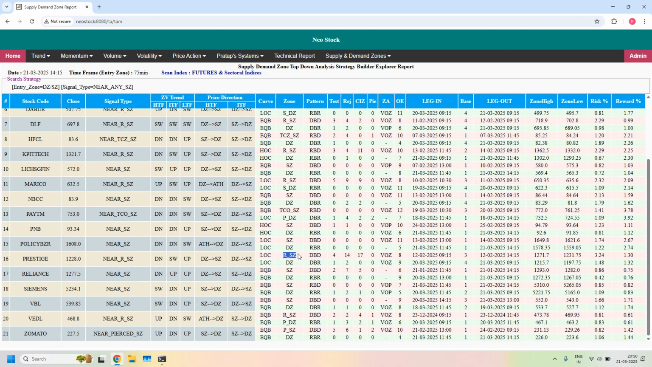Prestige is having a 75 minutes high liquidity supply zone tested 14 times. VEDL is not valid because it is a pierced supply zone. That's it. We have identified 6 valid 75 minutes high liquidity supply zones from this list. Okay. So with this we have completed identifying daily and 75 minutes high liquidity zones.